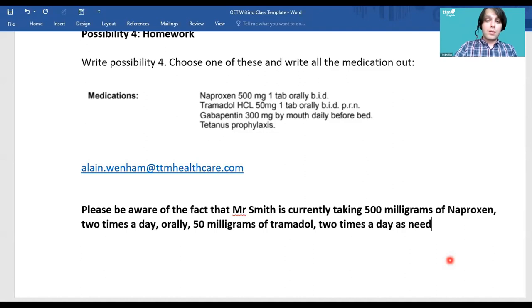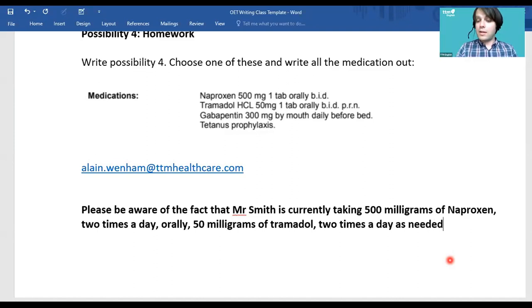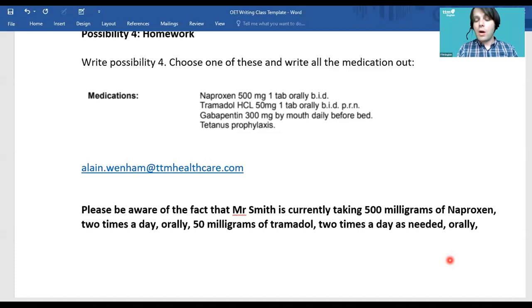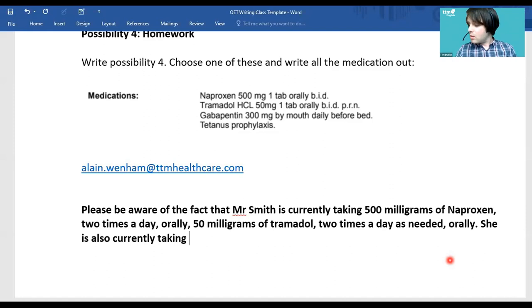Okay, and then what's last? As needed or as need? Needed, sorry. Or as required is also correct. Comma, orally. Right? And you can just keep going. For me, though, it would be a bit crazy to keep going. I would stop here and do a full stop, okay? And I would say, she is also currently taking... Let's get someone else to help me with this.